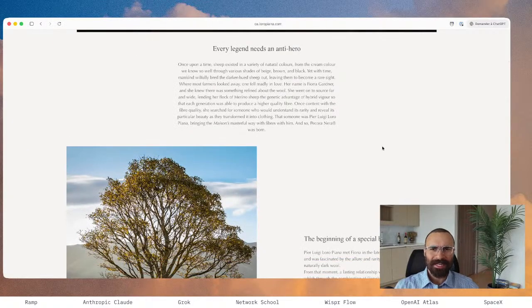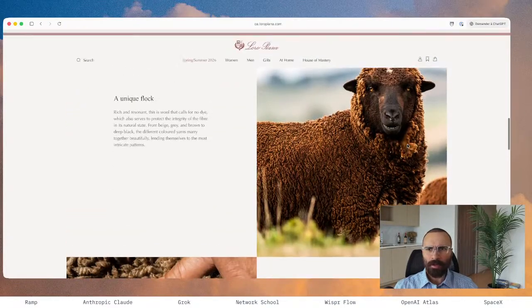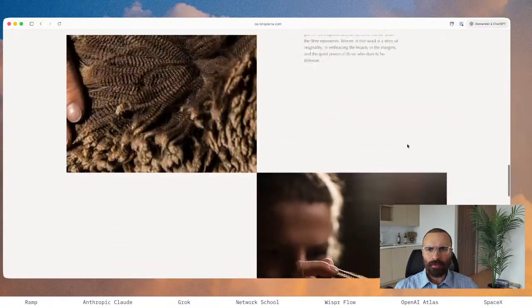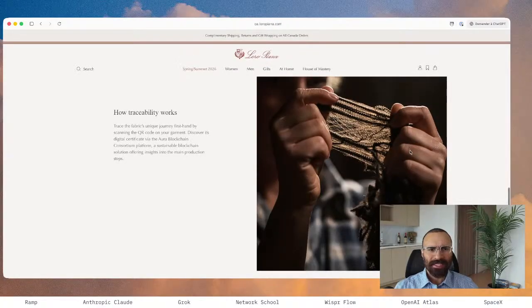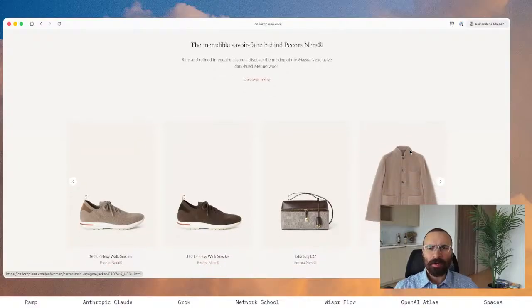Every legend needs an anti-hero. Okay. The beginning of a special bond, a unique flock, a story of originality, how traceability works, incredible savoir-faire behind Pecora Nera, rare and refined in equal measure, discover the making of the Maison's exclusive dark-hued merino wool.